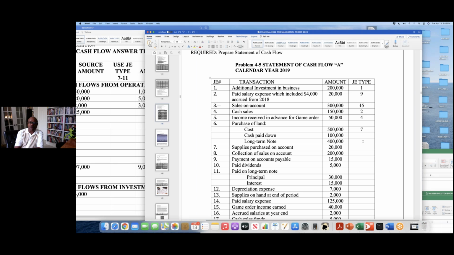That's going to be a type what? 12. No, 5. What's happening here? We got a note to buy the asset, and we want to show the whole asset. We don't want to show 100,000, what we paid down.